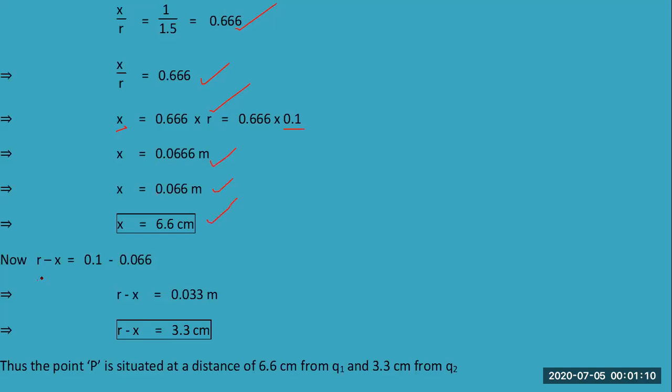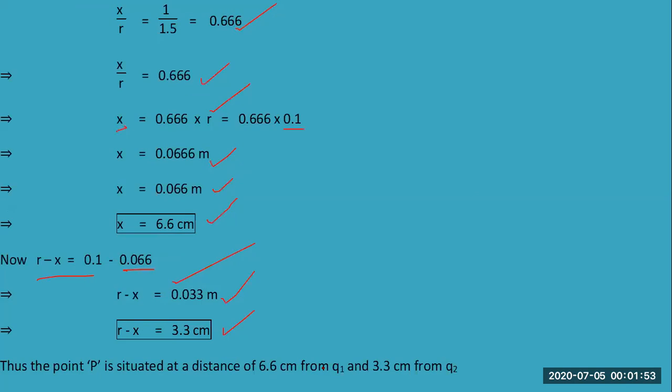So if you look at it, the total distance is 0.1 meter. Here will be the distance at point P at the distance x. So after simplification, it is 0.066 meter. So r minus x, the distance which we calculate, refers to the remainder, that will be 0.033 meter. So thus the point P is situated at a distance of 6.6 centimeter from Q1 and 3.3 centimeters from Q2. So this will be the position between the two charges where the potential will be 0.